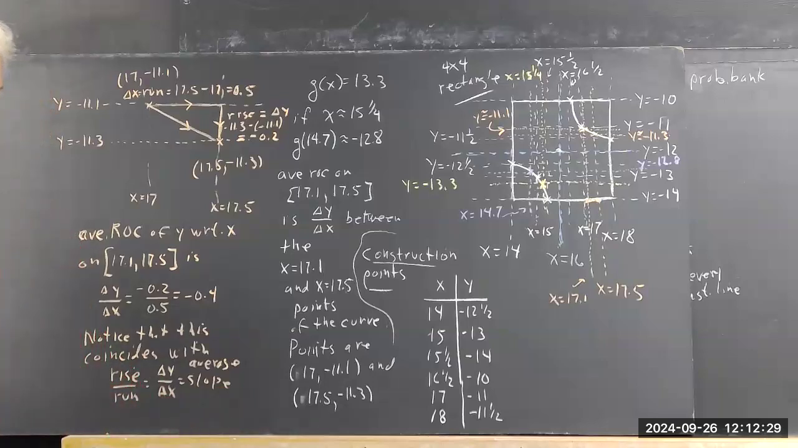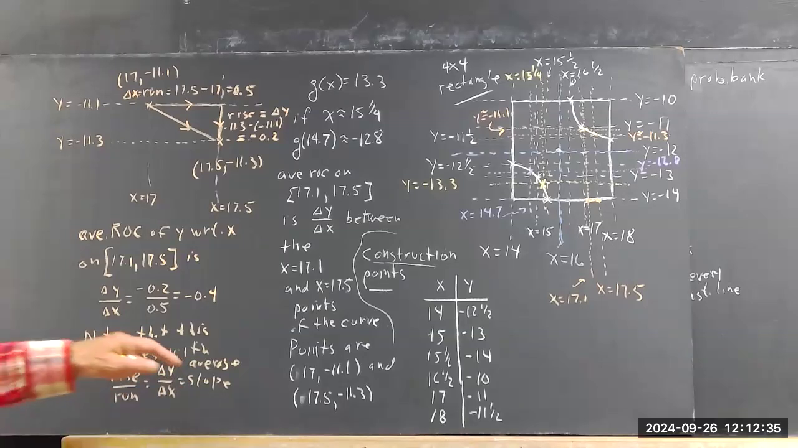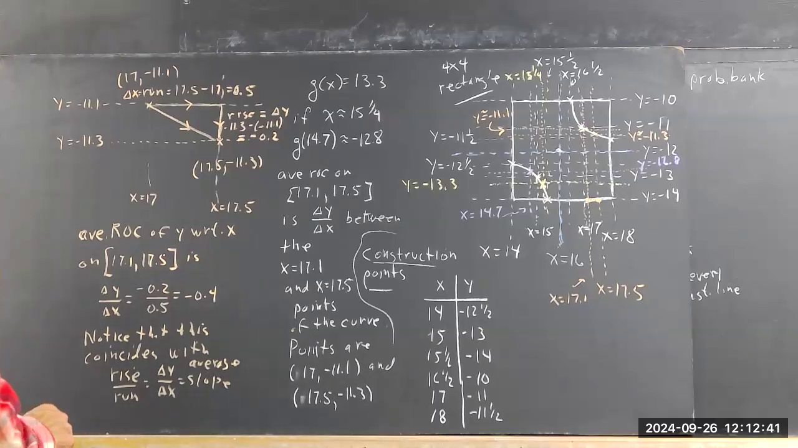And that coincides with rise over run. That's also delta y over delta x, which is the average slope. So the average slope represents the average rate of change. That's an important statement. I'm going to write it down. You want to lock that in.